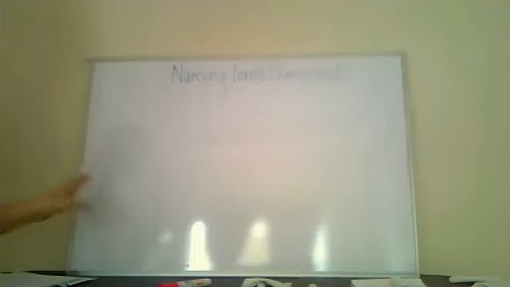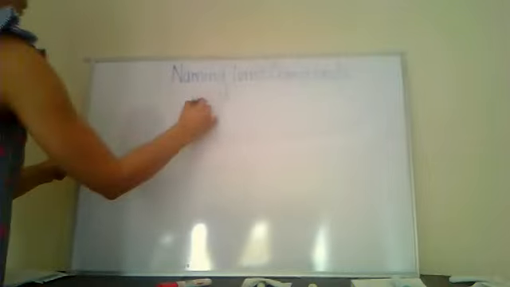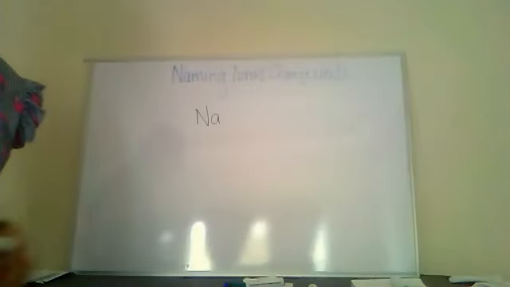Right, so we're going to start with naming ionic compounds. And for us to name ionic compounds, first we're going to make the chemical compound and then we're going to name it. So let's start with an easy one. What is the charge of sodium if it's in group 1A? Positive 1.